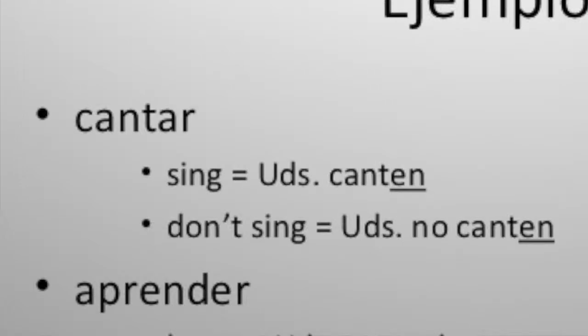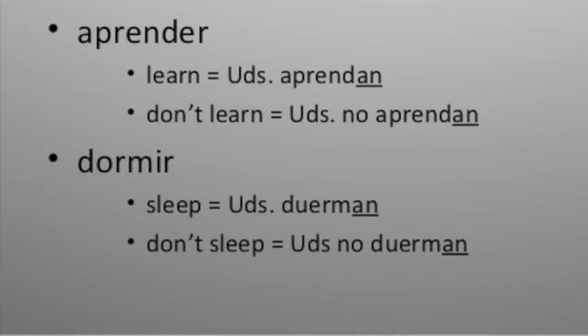The usted and ustedes commands are very similar to the negative tú commands. First, you put the verb in the yo form and then drop the o. And then you add the opposite endings. For AR verbs, you add E or EN. For IR and ER verbs, you add A or AN.